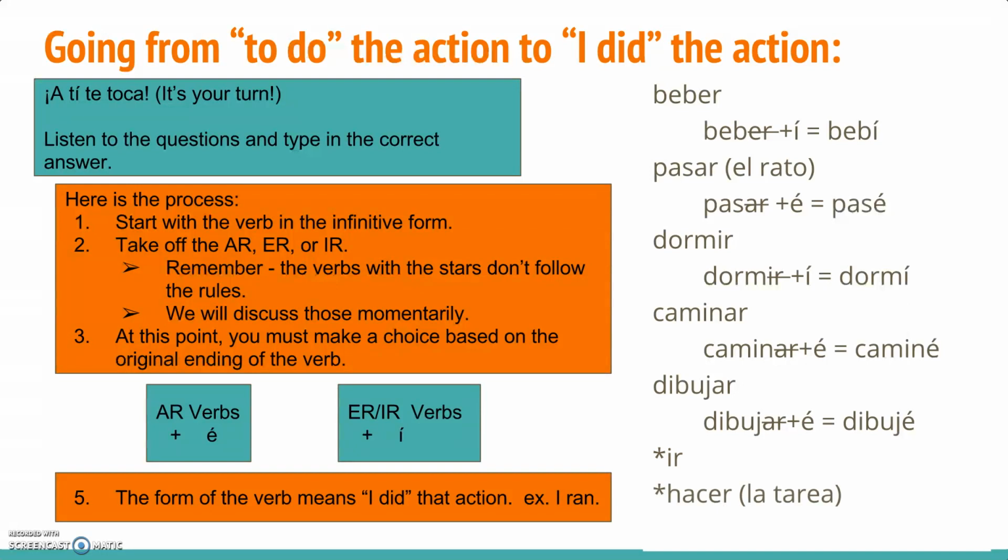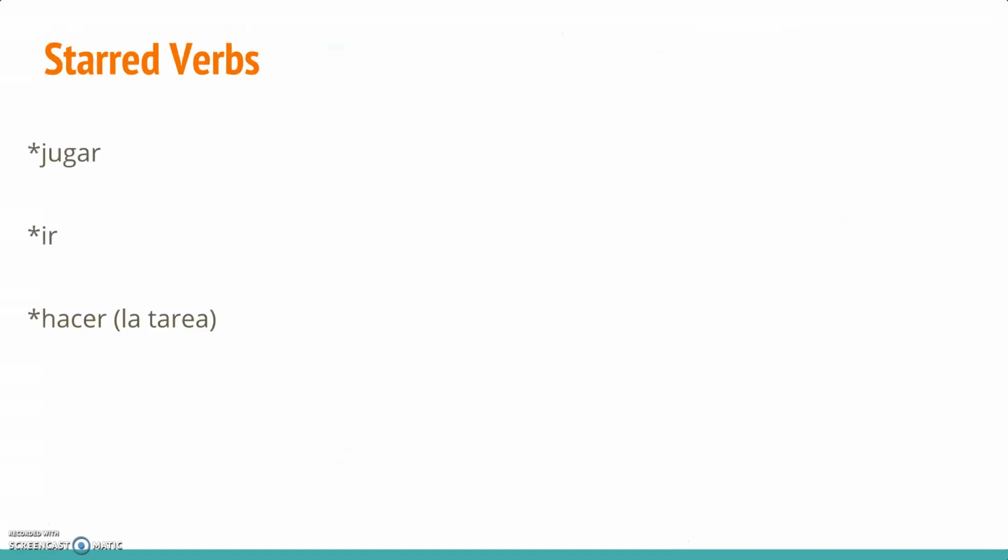Ir, hacer, and jugar are next for us to discuss. These verbs are irregular, which means they don't exactly follow the rules. Now, these same verbs give us trouble in many tenses. We remember that we had issues with them in the present tense as well. So in this case, jugar, you are going to take off the AR and add back an E with an accent, but you're going to notice there is this U that's stuck in there. Now, just a side note, this deals with pronunciation.